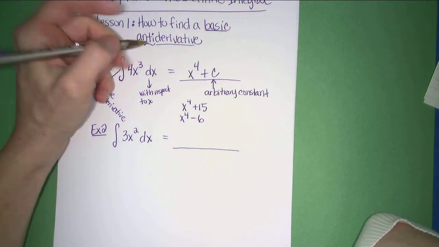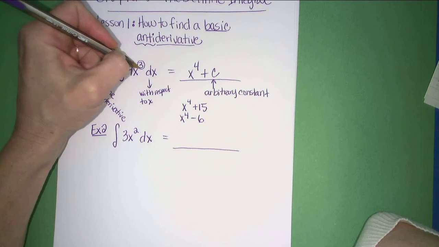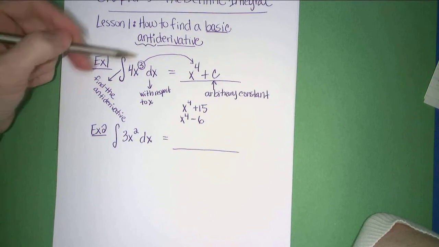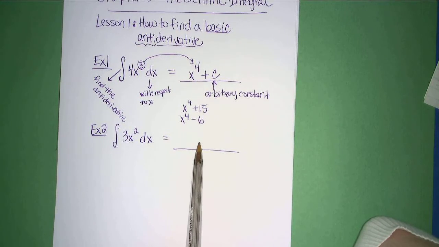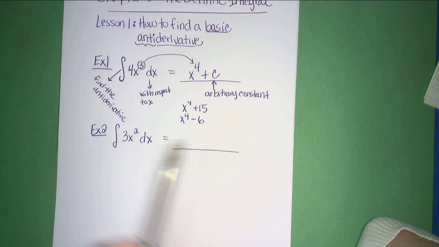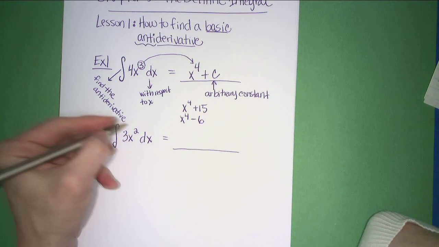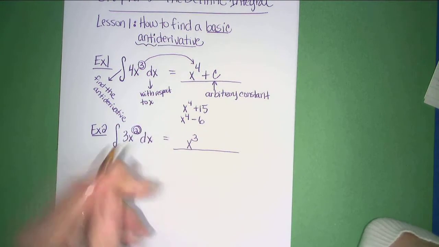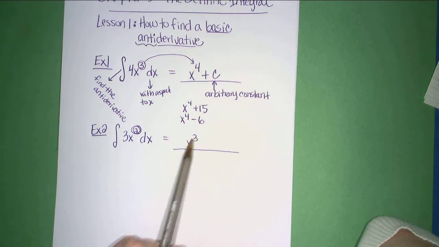For example, if you look up top here, see how the 3 became a 4? I'm definitely thinking about that because when I do the power rule to take a derivative, I subtract 1 from the exponent. So when I'm going backwards, I'm thinking I'm going to add 1 to the exponent. So if I take a 2 and add 1, I'm going to get 3. So I'm thinking it has something to do with an x to the third.